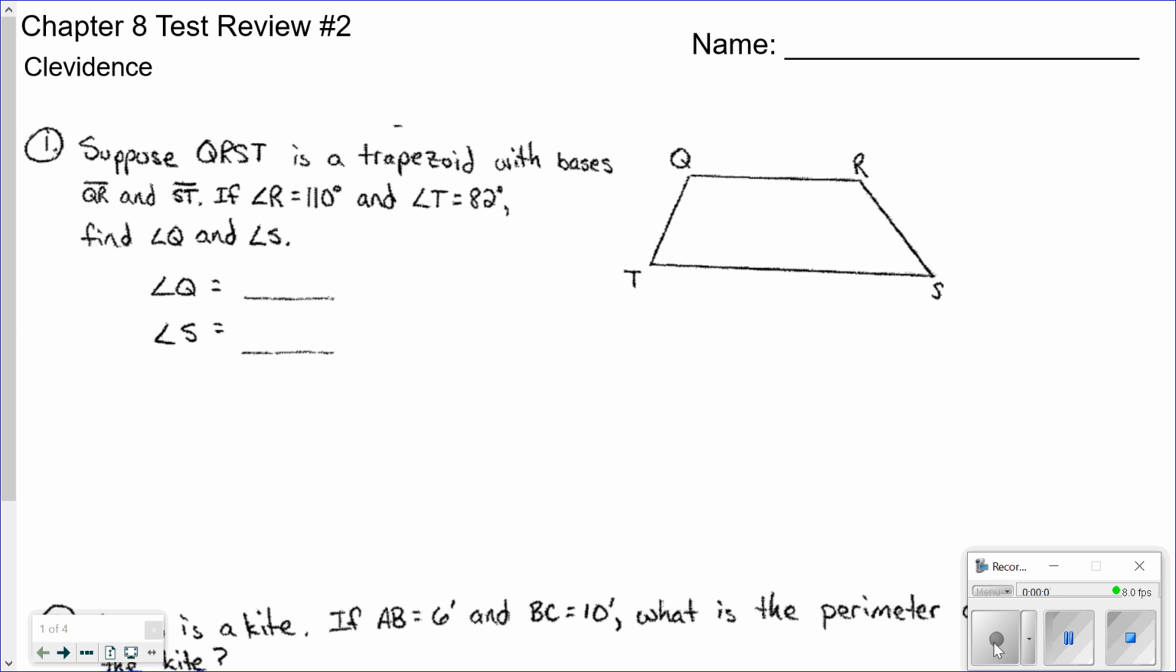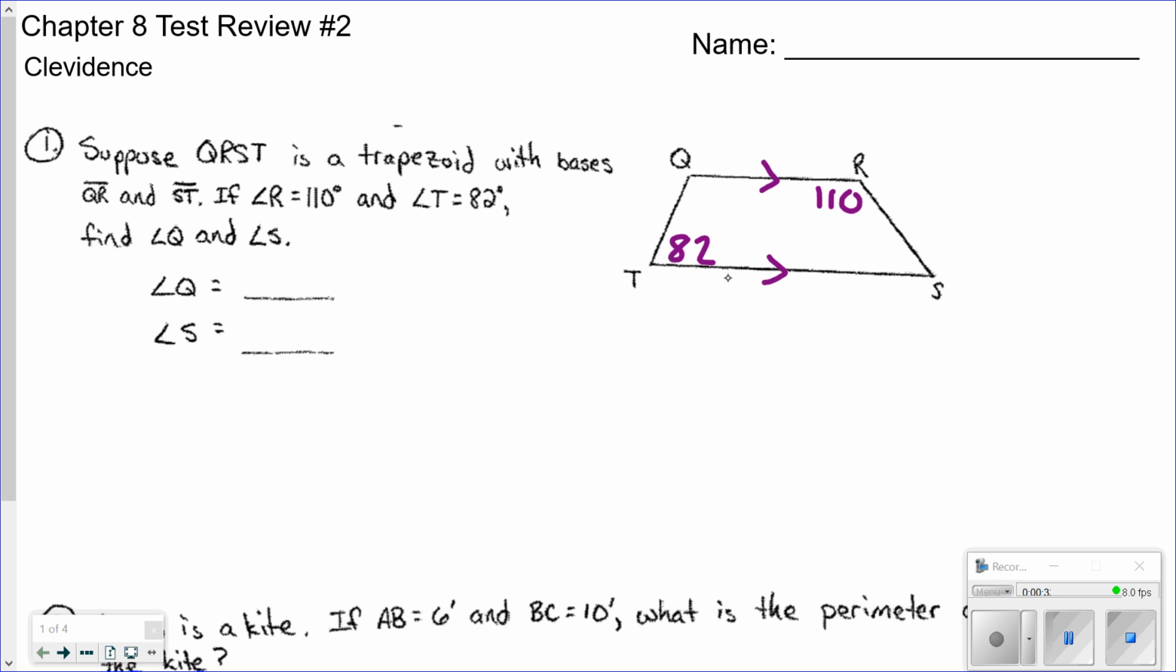Number 1. Suppose QRST is a trapezoid with bases QR and ST. So this would be a base and this is a base, meaning that those two bases are parallel. If angle R is 110 and angle T is 82, find angle Q and angle S.